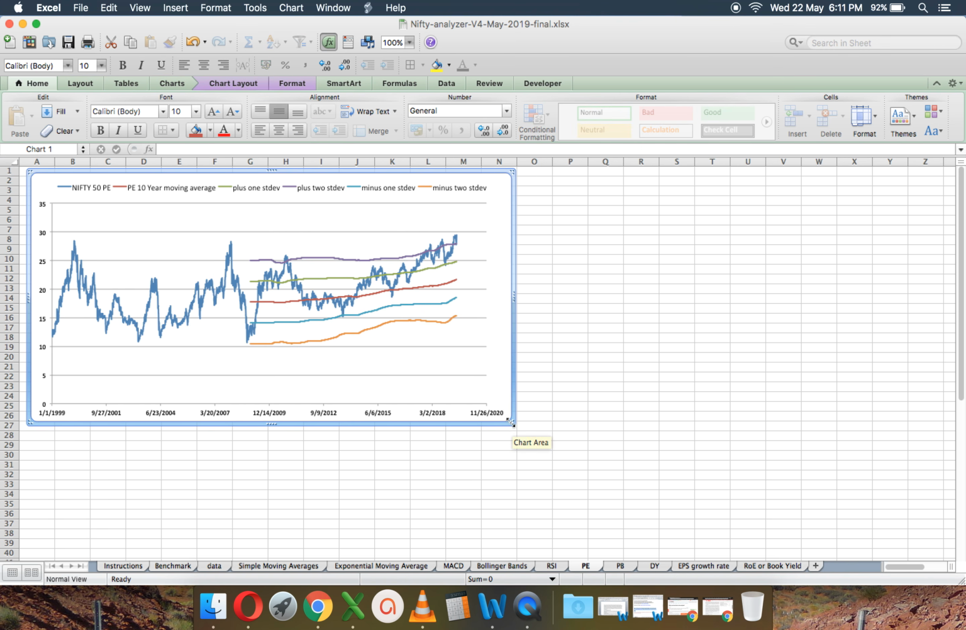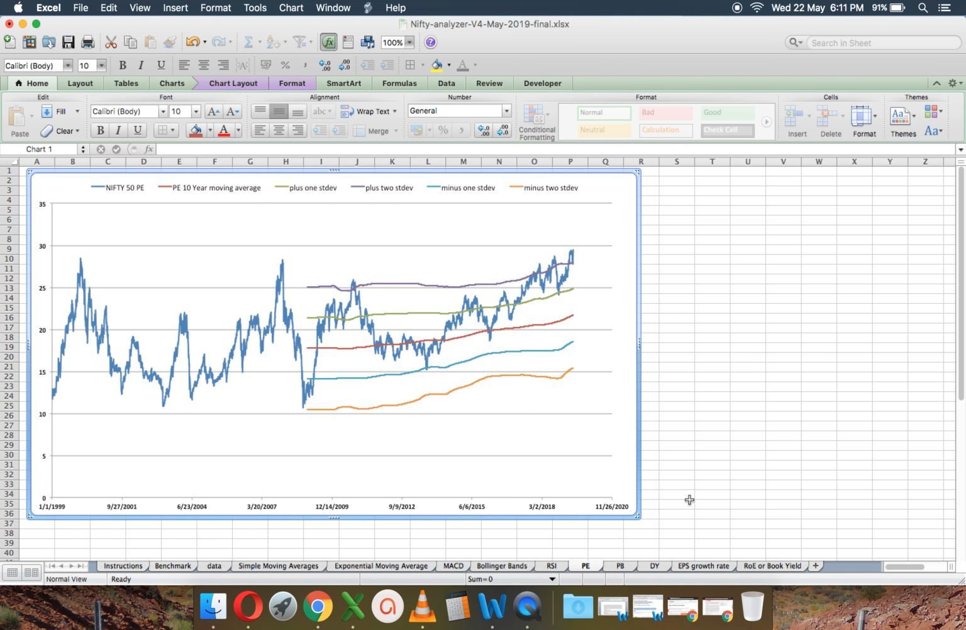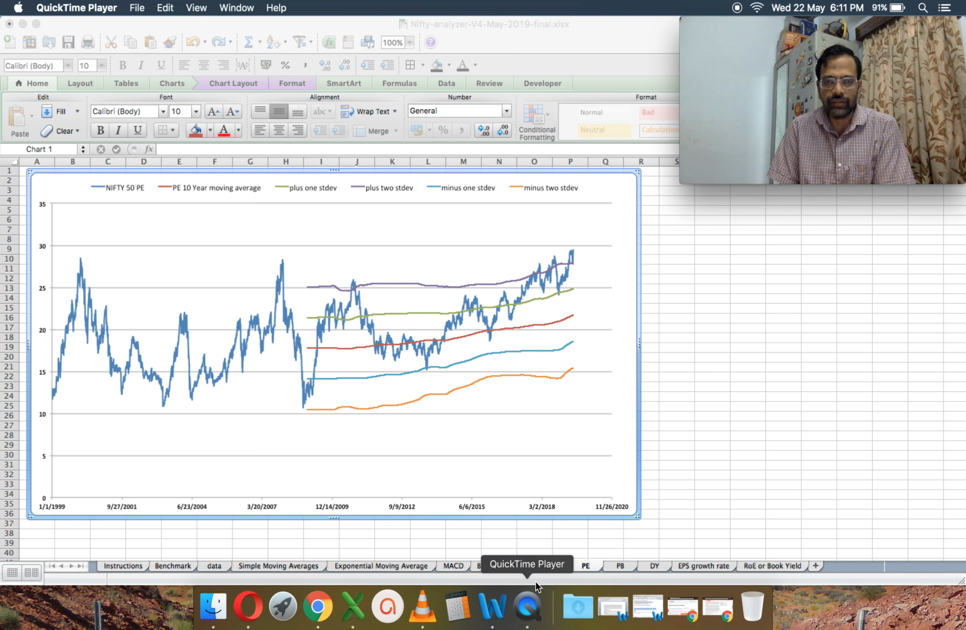Let me try and make this bigger. Okay, that did not crash. This is a very heavy file. This is like a 17 MB or 18 MB file, so you have to be careful. It's got a lot of calculations in it.